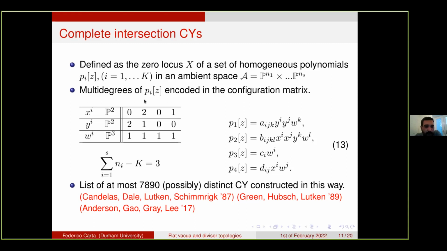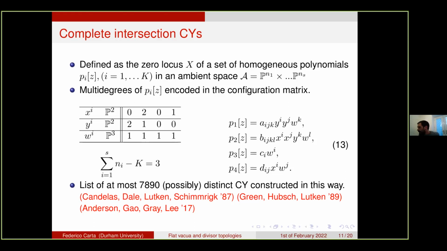Just as an example, say polynomial P2 has degrees 2, 1, 1, which means that polynomial P2 has degree 2 in the coordinate of the first P2 and then degree 1 in the coordinates of the other ones. Of course, to cut a threefold, I need the dimension of the ambient space minus the number of equations to equal 3. And there is also one extra equation enforcing the vanishing of the first Chern class in order to have a Calabi-Yau.